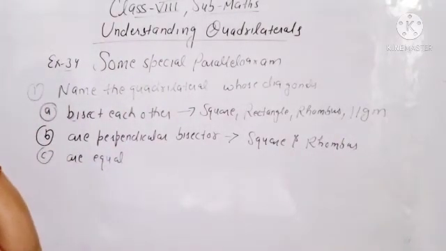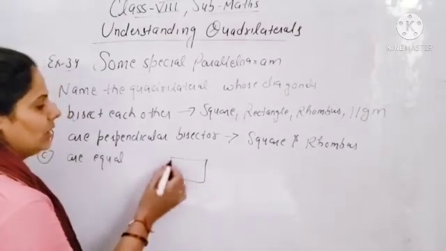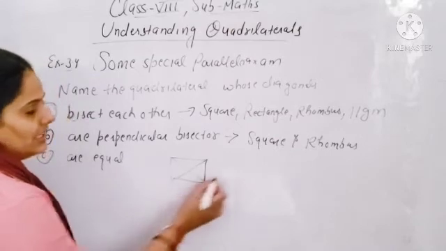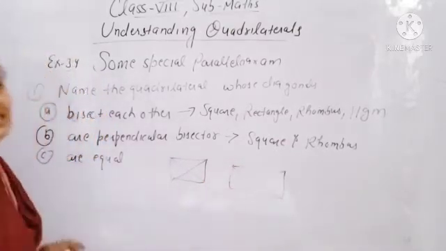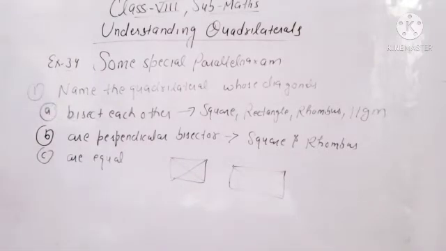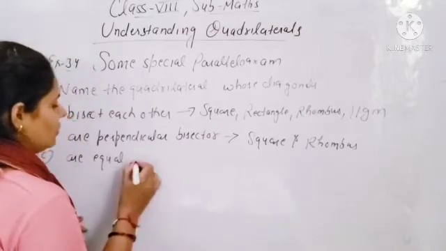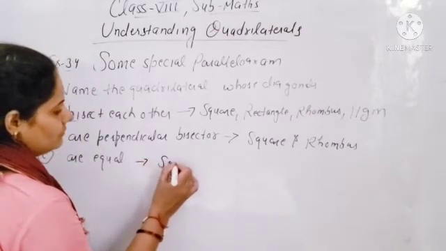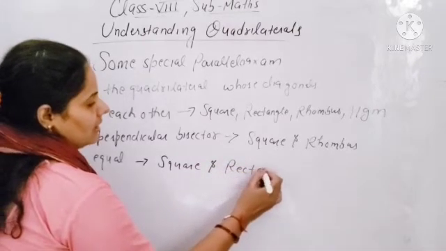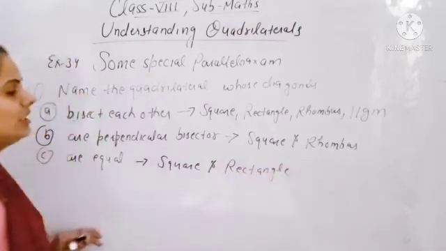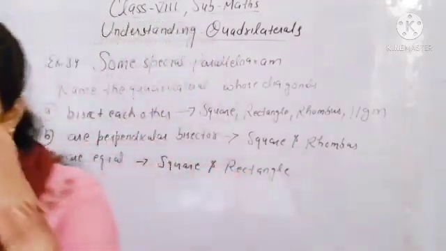After that, diagonals of equal length. Which quadrilaterals will have diagonals of equal length? First one is square, second one is rectangle. In both the quadrilaterals, square and rectangle, diagonals have equal length. So you can say square and rectangle, because according to the property of square and rectangle, diagonals will be equal in length.